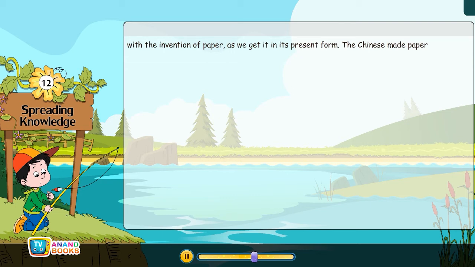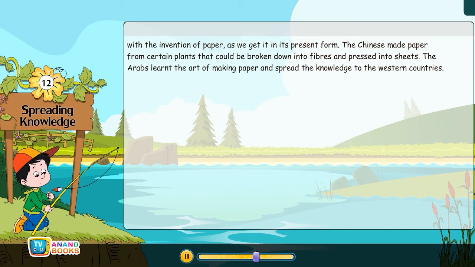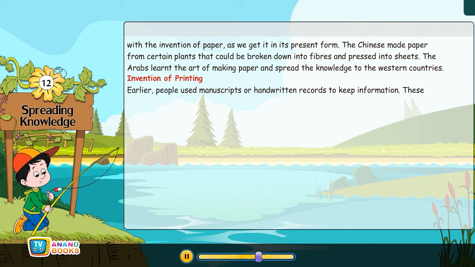The Chinese made paper from certain plants that could be broken down into fibers and pressed into sheets. The Arabs learned the art of making paper and spread the knowledge to the Western countries. Invention of printing. Earlier, people used manuscripts or handwritten records to keep information.